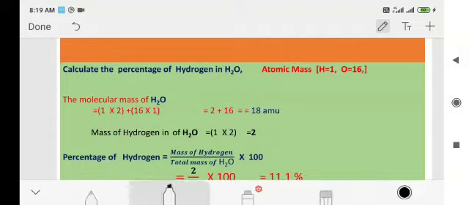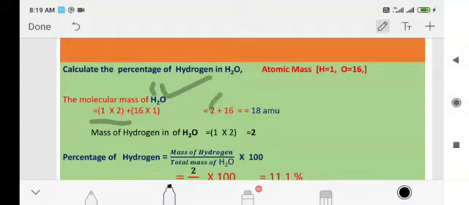And now how to find out? Suppose you want to find out the molecular mass of water, you will break down each atom. You will find 2 hydrogen atoms. So 2 hydrogen atoms you will multiply with the mass of hydrogen, that is 2 into 1. You will get 2 here.